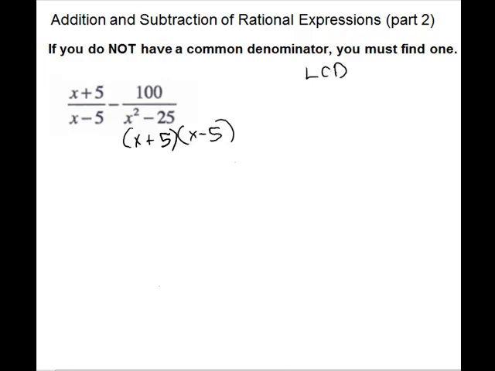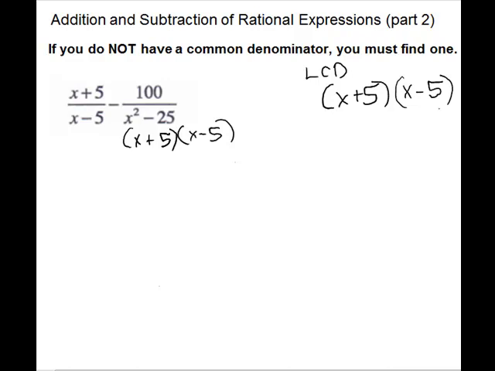You have to have every type of factor that you have, take it from the fraction where it occurs the most. So for x plus 5s, I only have it once in one fraction. So I will need that. For the x minus 5s, it occurs once here and once here. So we will only need it once. It's the most from any one fraction.